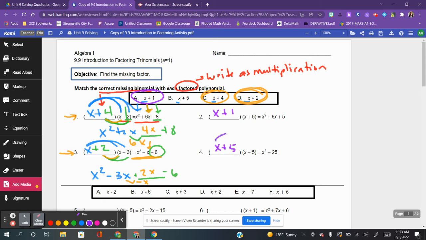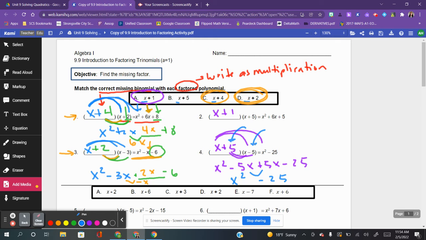Now I just want to double check this one. X times x is x squared, and x times negative 5 is negative 5x. And then 5 times x is positive 5x. And 5 times negative 5 is negative 25. And I notice that my middle terms end up canceling to be 0. So I just have the x squared and the minus 25 left. And so it's curious to me that when I have a plus 5 and a minus 5, I end up having this canceled middle term.